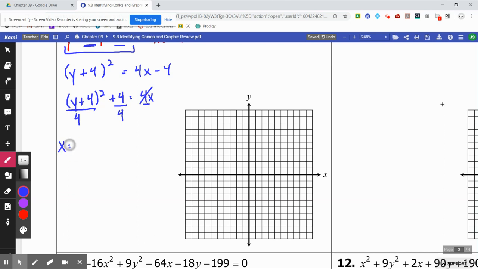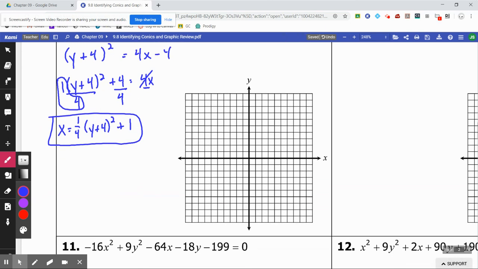Now we have x by itself equals. There's a 1 out in front here, so we're going to rewrite it as 1/4, just to make it look like the form that we're used to seeing. Y plus 4 squared plus 4 divided by 4 is 1. There's our basic form.